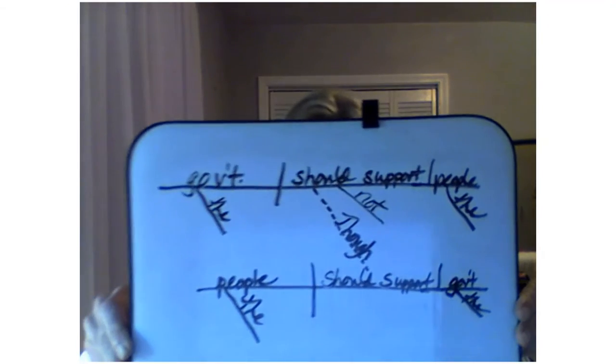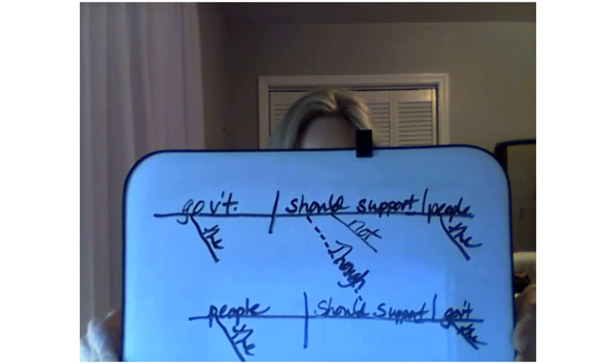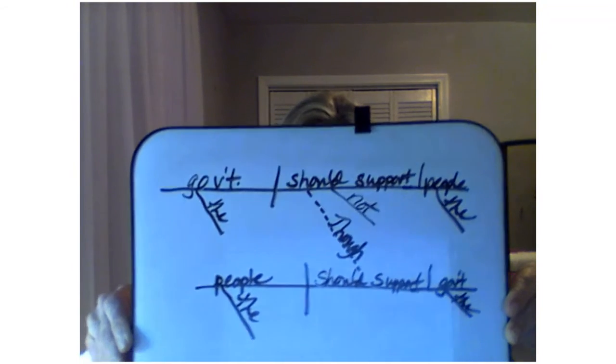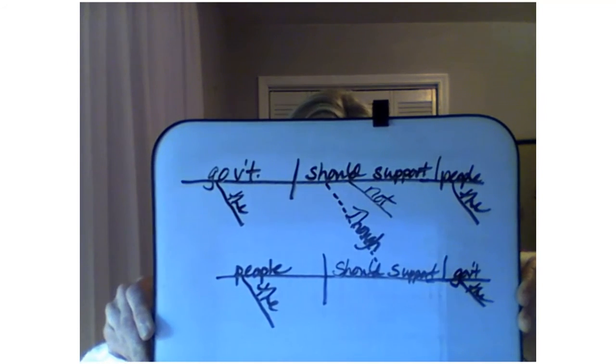All right, then subordinating conjunction. Where are you going to put it? I hope you get it right. We've done it this way several times now. Do you think you have it? I'll show you. All right, did you do it like this? Though should be on the dotted line connecting between should support and should support. Okay, did you get that one correct? I hope that you did.